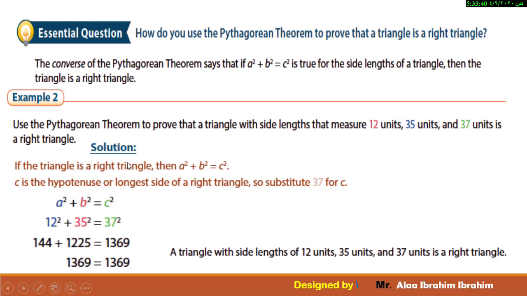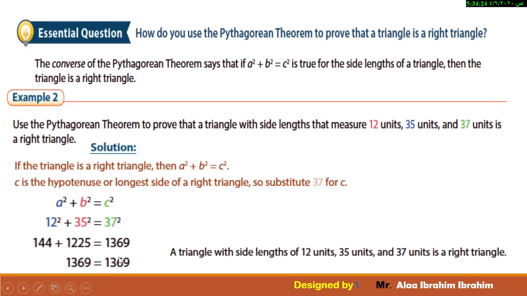Now we're going to see how to check if this is right or wrong. Use the Pythagorean theorem to prove the triangle with side lengths that measure 12, 35, 37 is a right triangle. So for the solution, I have to use this. I have the two legs, meaning the two smallest sides, and I make them power 2 to check. The longest side, this means the c one, is supposed to be the hypotenuse. If I make 12 power 2 and 35 power 2 and add them together, it is supposed to equal the third one if I make it power 2.